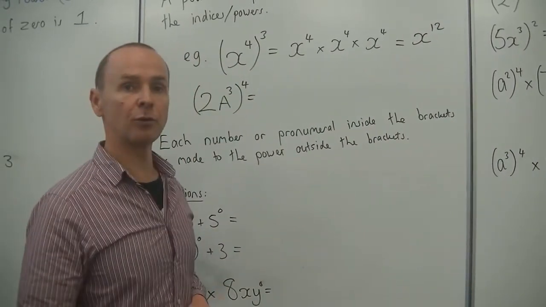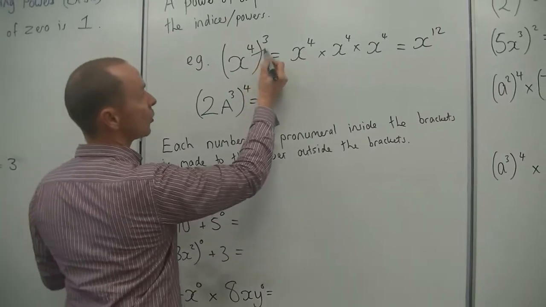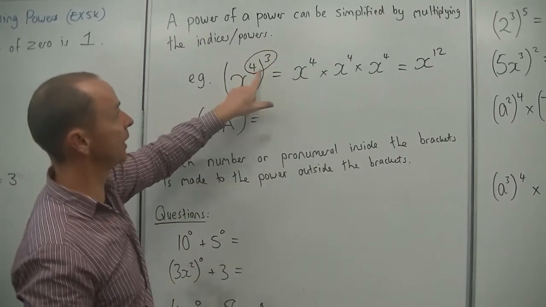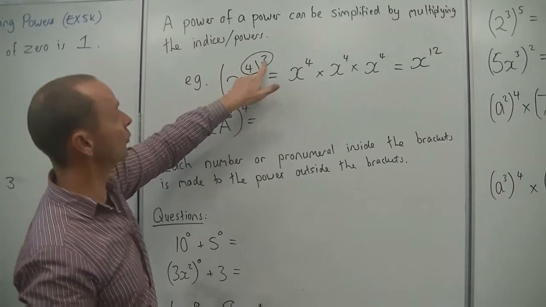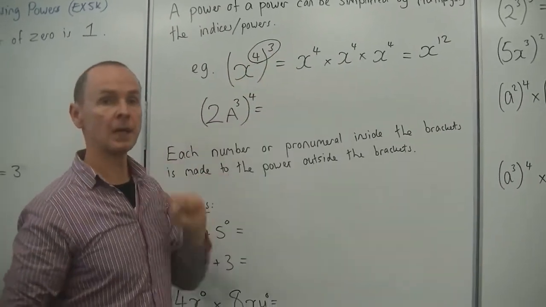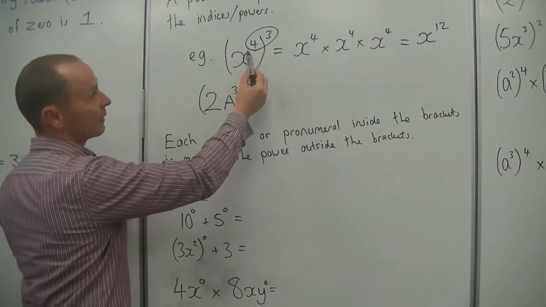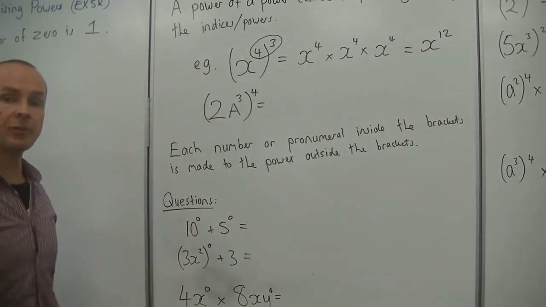But there's a shortcut rule for that. If you notice, we can just multiply those 2 powers. That's what it says. The power of a power can be simplified by multiplying. So 4 times 3 is 12. So if you can remember this shortcut rule, feel free to use it. So remember, multiply the 2 powers. But there's one thing to remember.